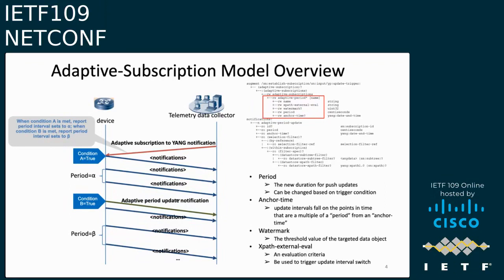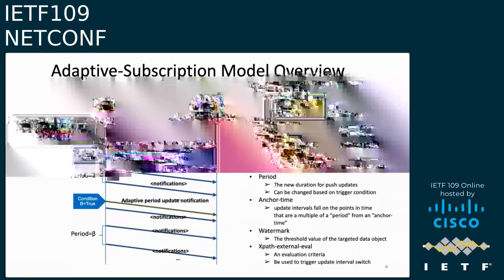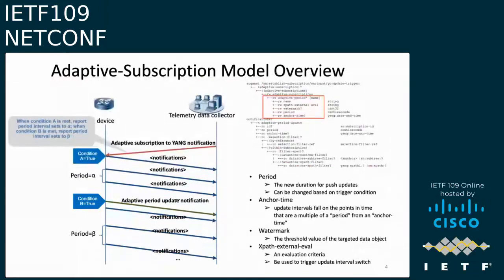This can provide the evaluation expression, and the watermark is part of this evaluation expression and can be used to express the condition to be satisfied and trigger the interval switching. Here we just give an example. When the condition expressed by the XPath external evaluation is satisfied, the server will send the adaptive periodic update notification immediately, and so the client can adjust the telemetry collection rate accordingly. Next.